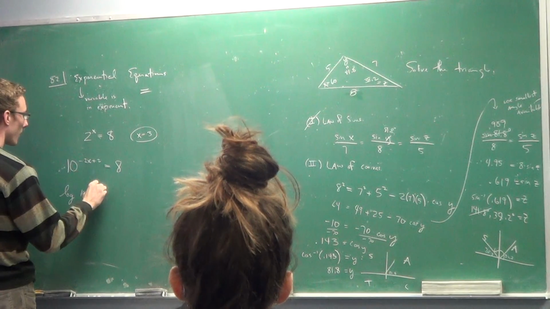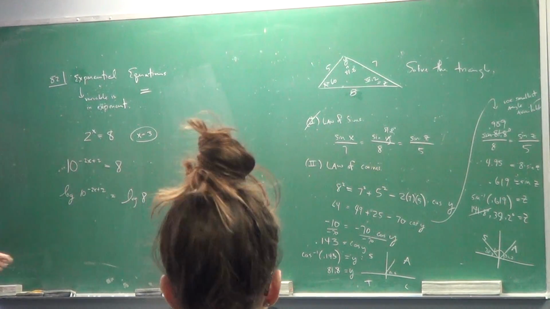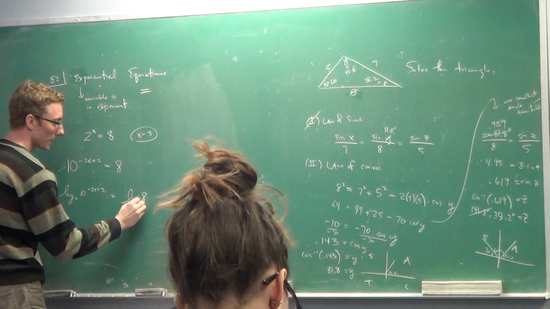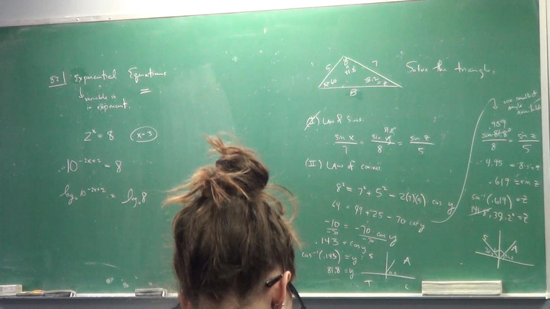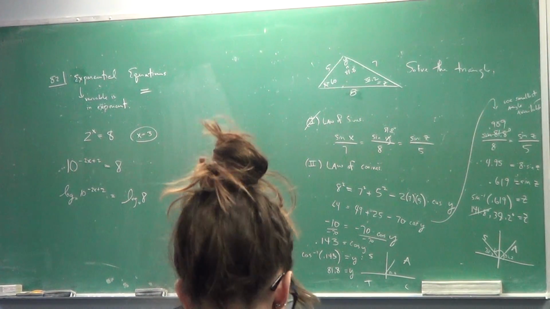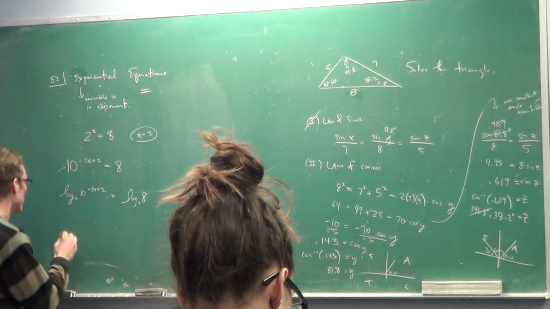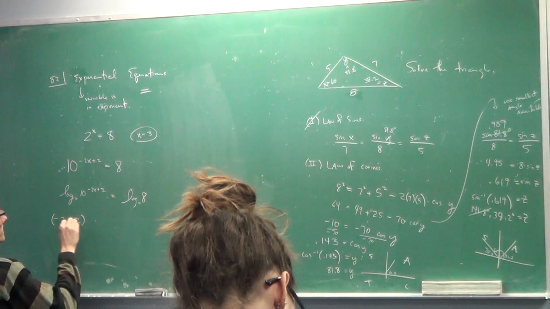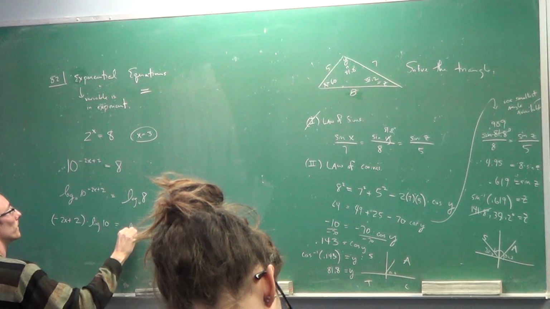And when I say take the log of both sides, we can just take the standard logarithm of base 10. We can take a base 10 logarithm of both sides. That's the one that's by default in your calculator, that's just log. Now, what's going to happen on the left? The power gets dropped down, and you get negative 2x plus 2 times log of 10 equals log of 8.